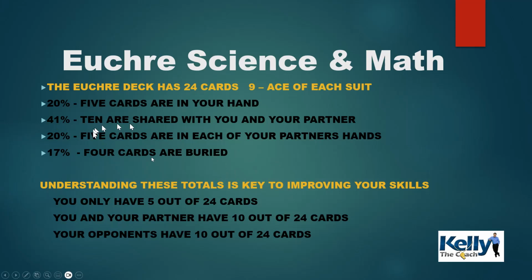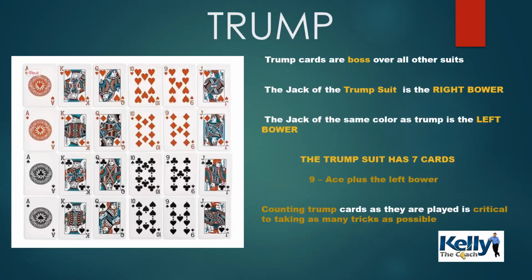So just looking at the numbers without the percentages, you only have 5 of the 24 cards. I mentioned that above, but I want to reiterate, looking at the big picture, you and your partner have 10 of the 24 cards. So there's 14 cards out there. There's a good chance that you don't have the card, somebody else has it, and your opponents have 10 of the 24 cards. So I just wanted to show the math with that.